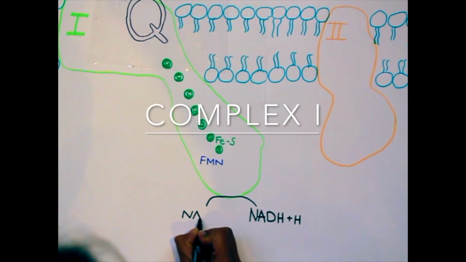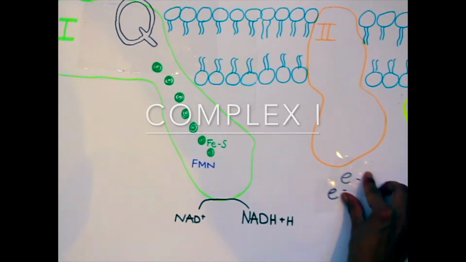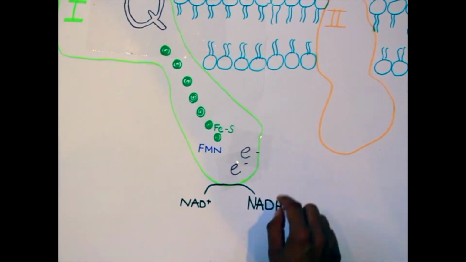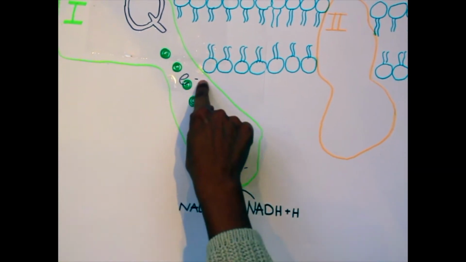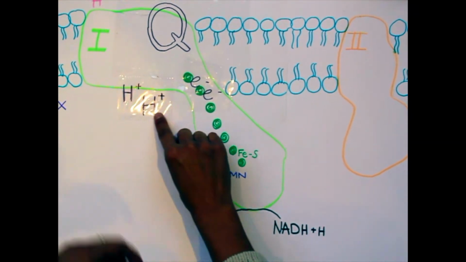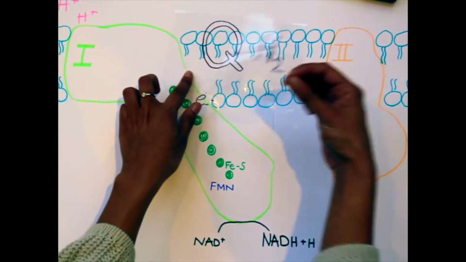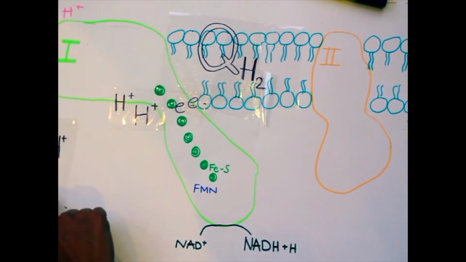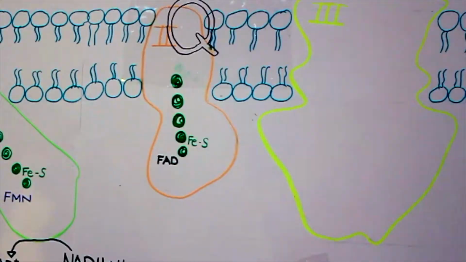NADH will become oxidized into NAD+, and FMN will take its 2 electrons. Then the iron-sulfur center will bring the electrons to Q one at a time. From the matrix, 2 protons will join Q forming QH2, and 4 protons will be pumped out.